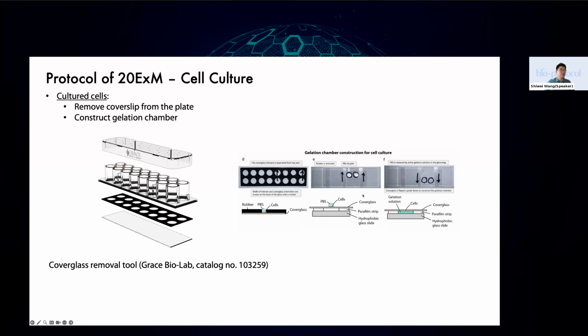Later on in the glove bag, all you need to do is replace the PBS with the gelation solution and flip this cover slip upside down to finish the construction of the gelation chamber.